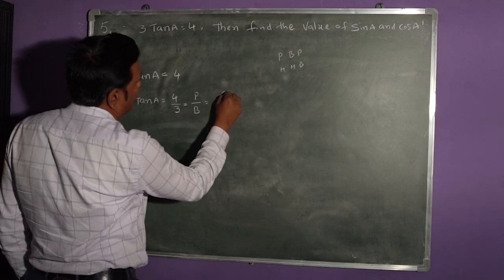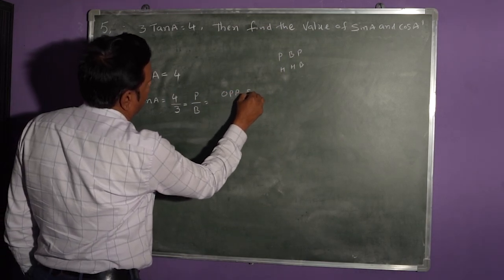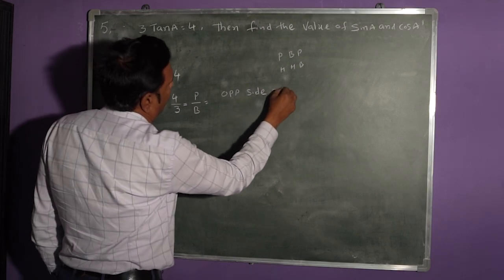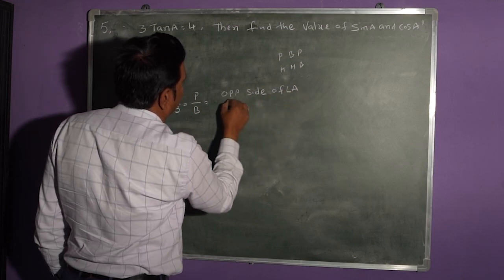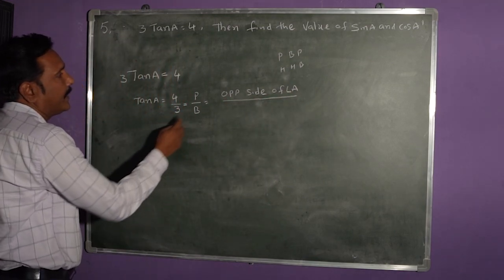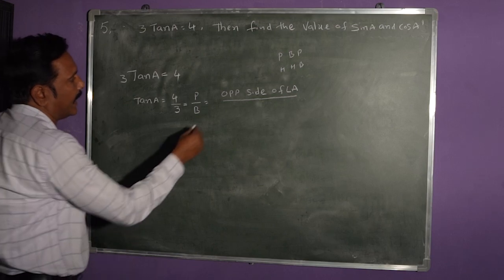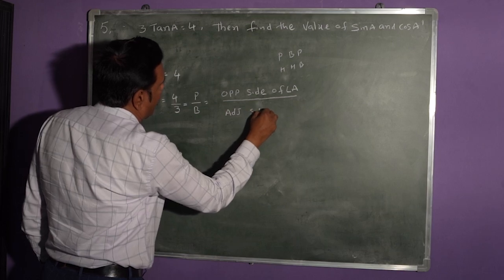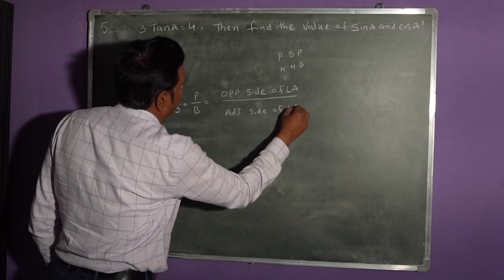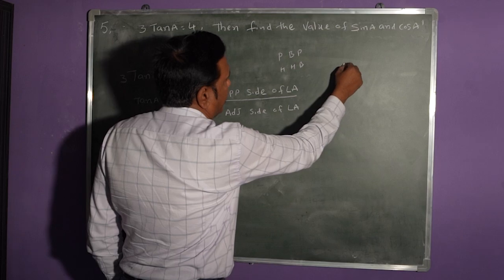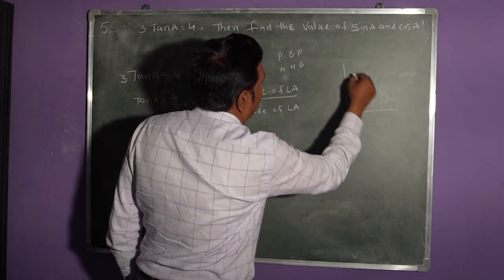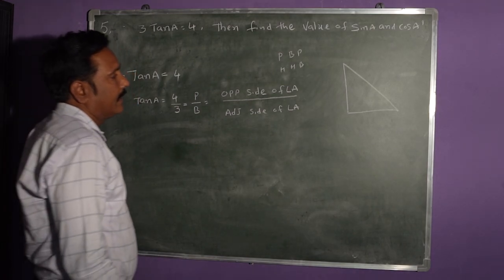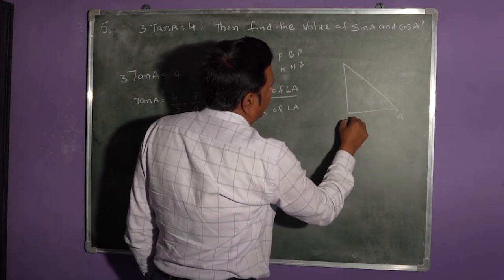What is the P? P is perpendicular, which means the opposite side of angle A. And this next B. B means base. Base means the adjacent side of angle A. Next, find the triangle. This one is a triangle ABC.